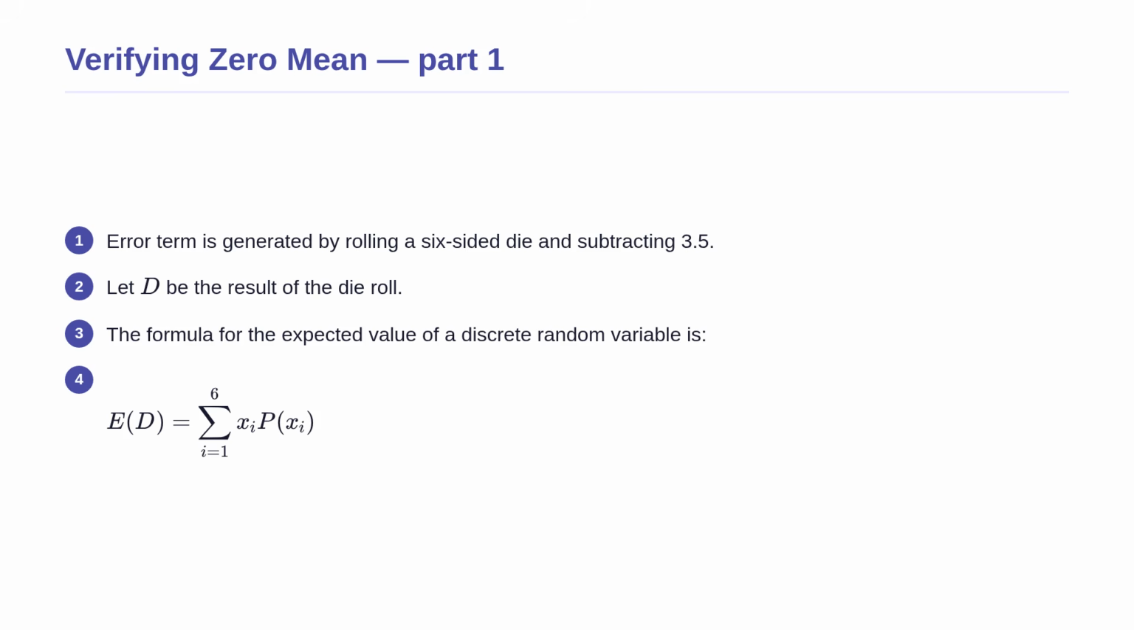We start with the standard formula for the expected value of a discrete random variable, which multiplies each possible outcome by its probability and adds them together.